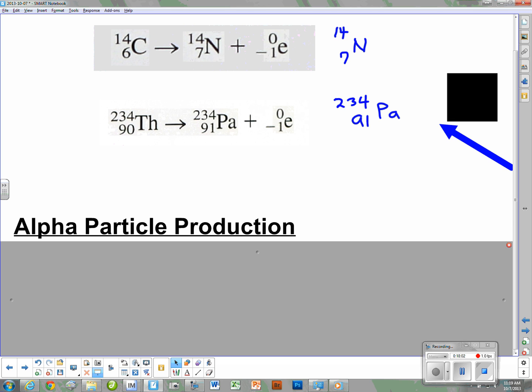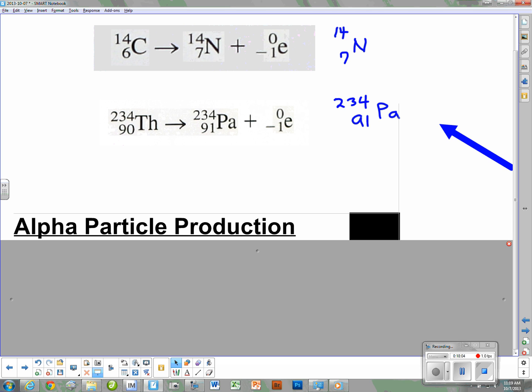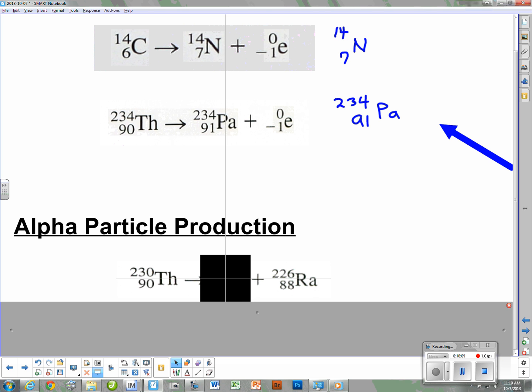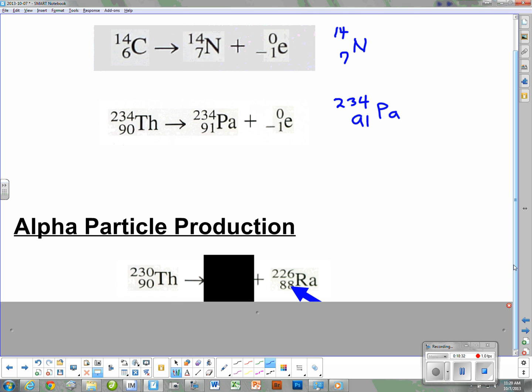Now let's look at alpha particles, and let's take our little box down and work our magic with the alpha particles. Sometimes you'll be asked to find that guy. Now, here's the new element. We changed from thorium to radium. So this guy's 90, this guy's 88. What does our new guy in the middle have to be? 2. Sure, he has to be an atomic number of 2.